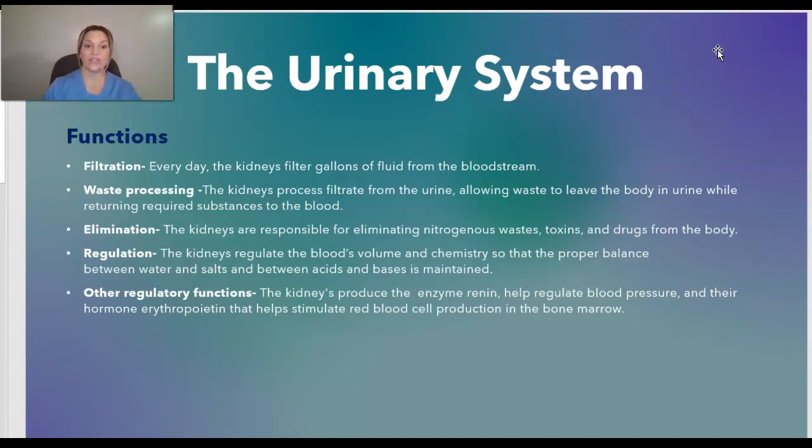There's also elimination. The kidneys are responsible for eliminating nitrogenous waste, toxins, and drugs from the body. Regulation. The kidneys also help to regulate the blood's volume and chemistry so that the proper balance between water and salts and between acids and bases is maintained. Other regulatory functions include that the kidneys help to produce the enzyme renin to help regulate blood pressure, and the hormone erythropoietin that helps to stimulate red blood cell production in the bone marrow.